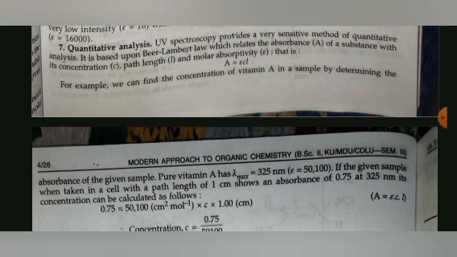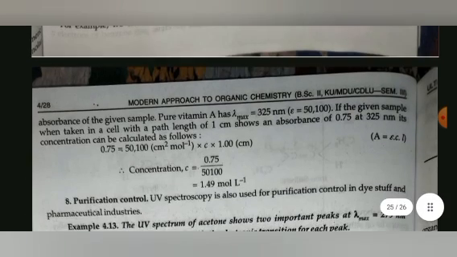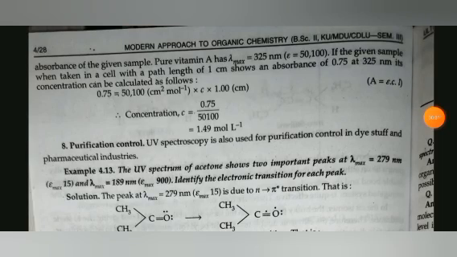For example, we can find the concentration of vitamin A in a sample by determining the absorbance of the given sample. Pure vitamin A has lambda max at 325 nanometers. If the given sample, when taken in a cell with a path length of 1 centimeter, shows an absorbance of 0.75 at 325 nanometers, the concentration can be calculated as follows. Purification control. UV spectroscopy is also used for purification control in dye stuff and pharmaceutical industries.